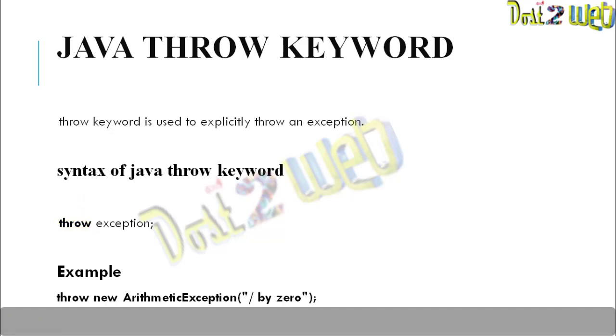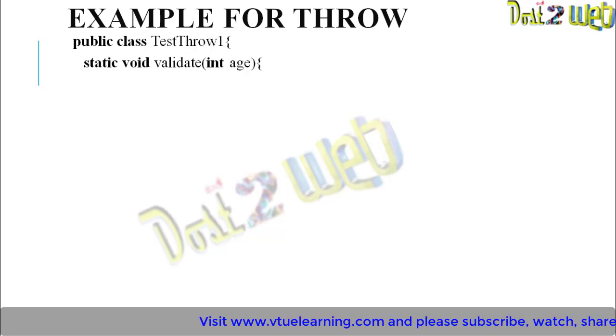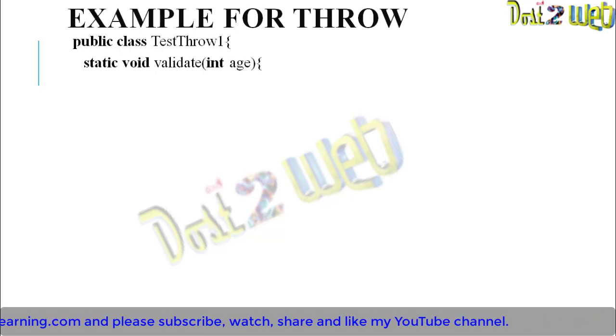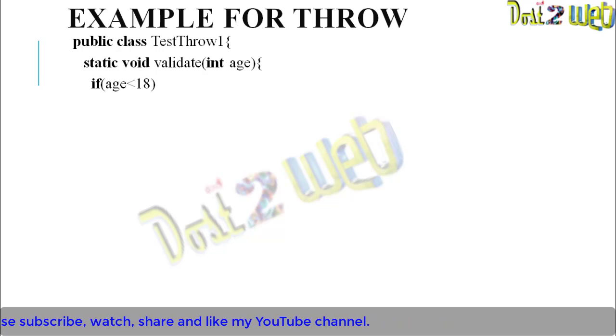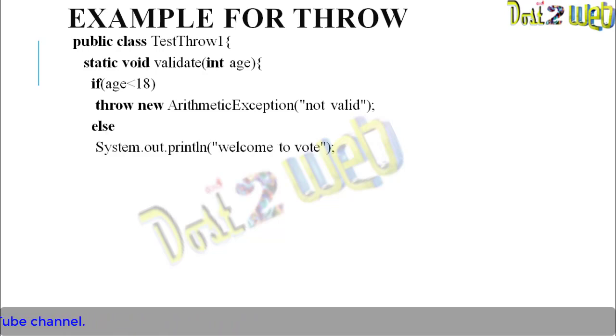What is the example? We'll write like this: throw new. You can see here I am writing throw new. What is the exception? The exception is ArithmeticException. In brackets you are going to directly give division by 0. That is the use of the throw keyword. So let's see the example. Write a class, in that you are going to create a static method, validate, and you are going to use an if-else condition. If age is less than 18, it will throw an exception that it is not valid. Otherwise, what will happen?